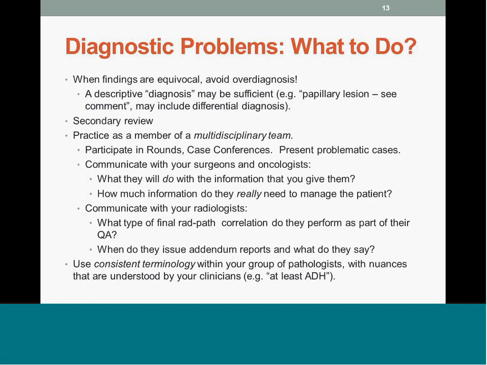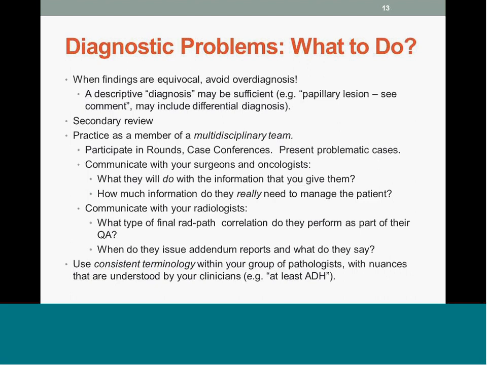I would strongly recommend that within your group of pathologists that do breast, you use consistent terminology, so that everybody is saying the same thing with the same lexicon, the same nuances, and that these are understood by your clinician. Ideally with the more common, conventional, newer language that's out there, but no matter what language you use, the critical thing is that your clinicians understand what you're saying.